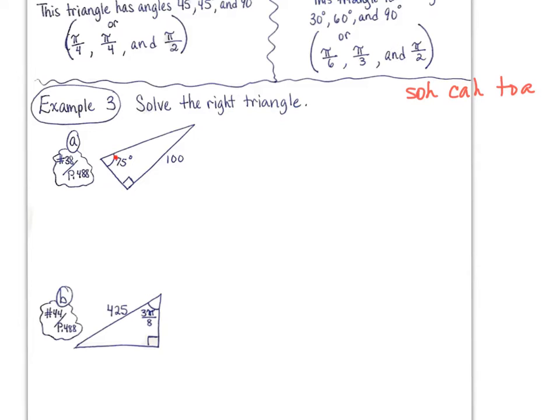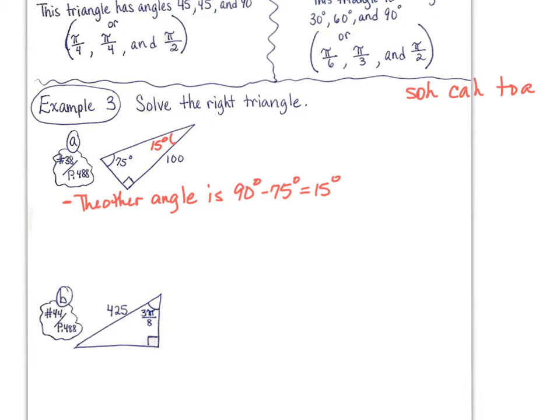So here you have an angle of 75 degrees. This is 90. What is this angle? 15. 15, good, because you have 90 degrees. So the other angle is 90 degrees minus 75 degrees, which is 15 degrees. So we have this now. And now we need to solve it. So we need to find the other legs, okay?